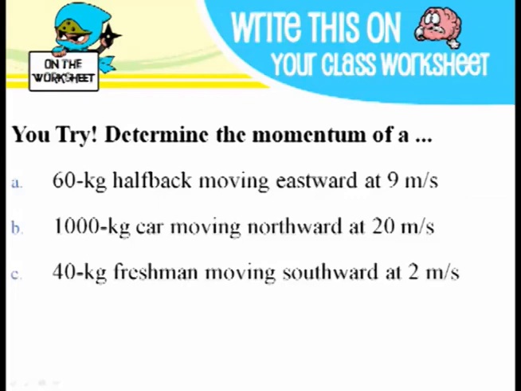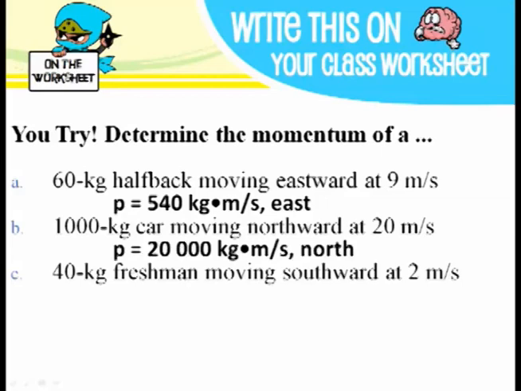Alright, so let's go over these. The first problem, we are given a mass and a speed. Therefore, we just have to multiply them together. 60 times 9 gives us 540 kilogram meters per second east. You can either write the word east there, or it's implied because the number is positive. Alright, the next one, we're given a mass and a speed again. So our momentum would be 20,000, because 1,000 times 20 is 20,000 kilogram meters per second north. Again, you can write north on there, or you can imply it just by leaving the number positive.